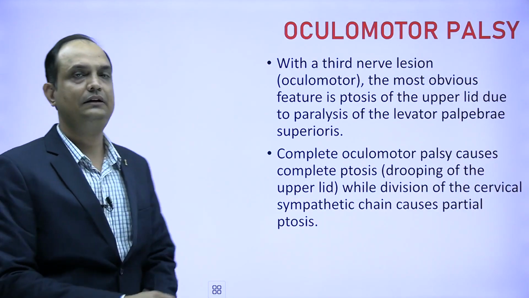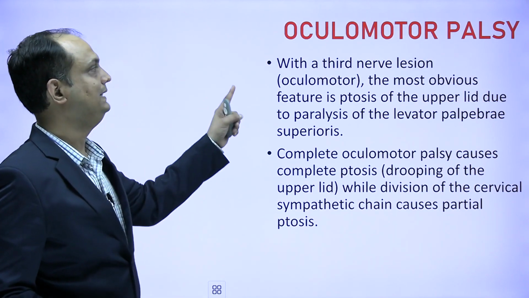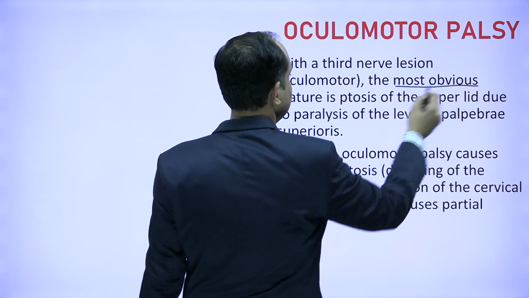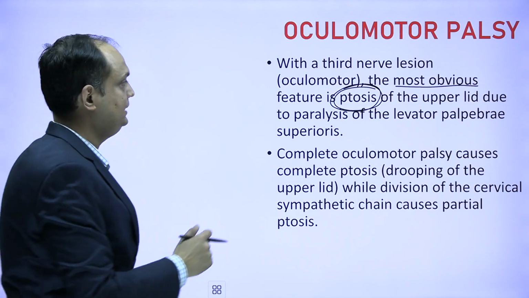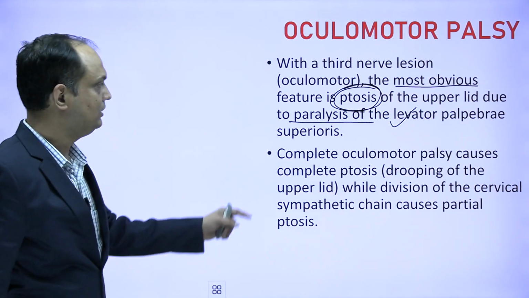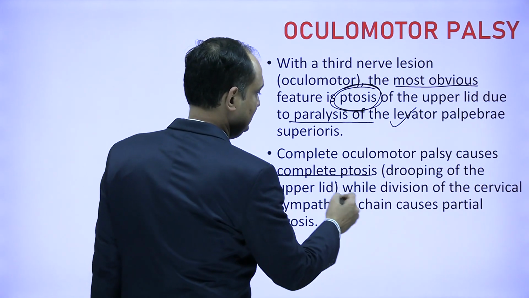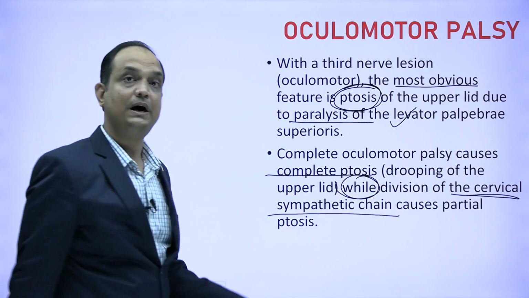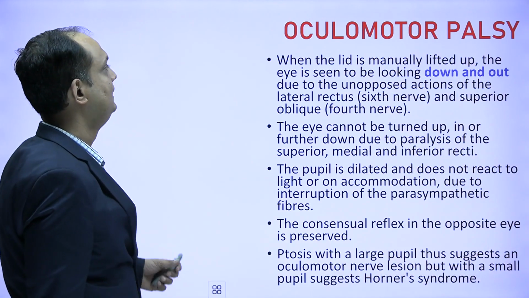Now, we will discuss some important clinical anatomy. One is oculomotor palsy. Whenever the third nerve is injured, the most obvious feature is ptosis. Ptosis means drooping of the upper eyelid, and it is due to paralysis of the levator palpebrae superioris. Now, complete oculomotor nerve palsy causes complete ptosis, while a lesion of only the cervical part of the sympathetic chain causes partial ptosis because of the involvement of the sympathetic supply.